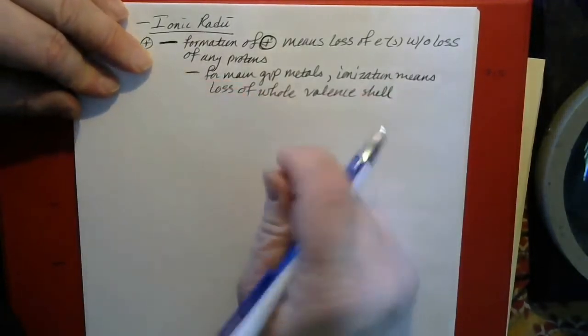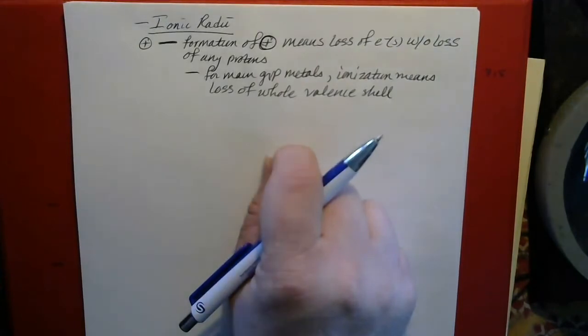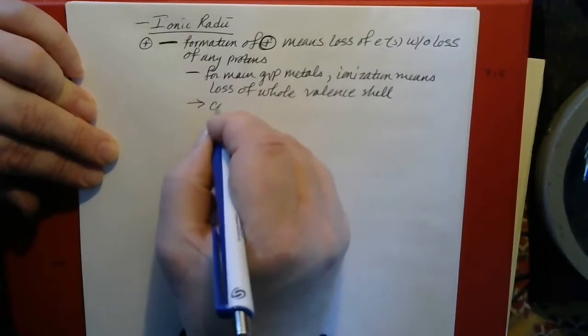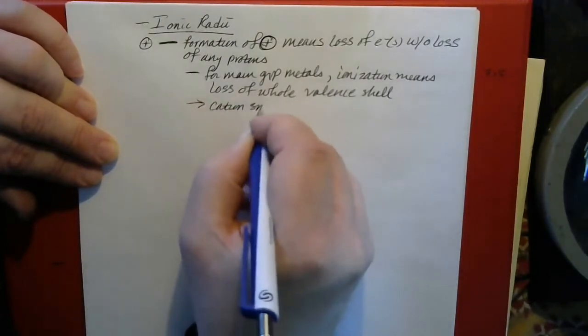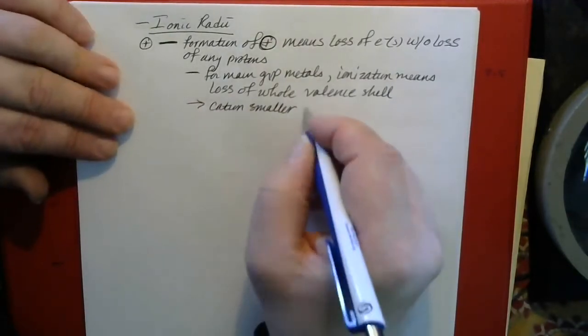Because we saw that with sodium. The valence shell is the 3s1 electron, and sodium forms a +1 ion, so it loses 1 electron, and the 1 electron it loses is that 1 electron in the s orbital of shell number 3, and that is the entire valence shell. And it works similarly for all of the other main group metals. They lose the entire valence shell when they form ions. And because of this, a positive ion will be smaller than the atom it's derived from.